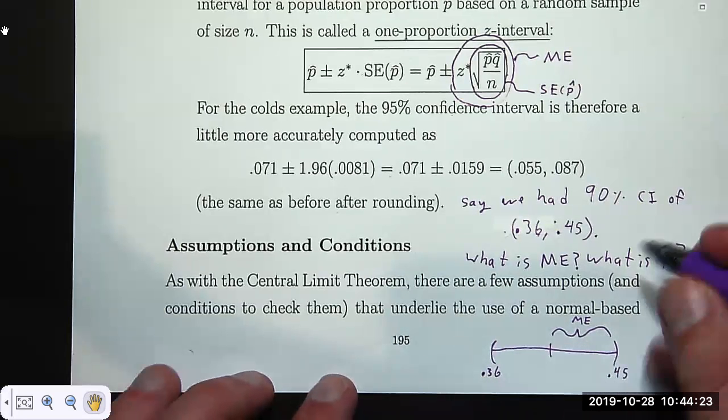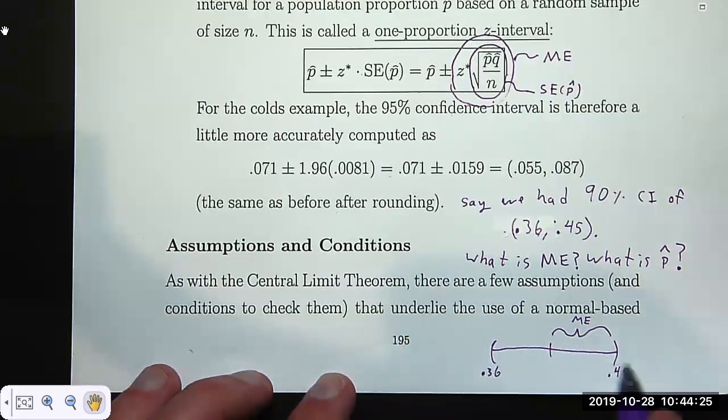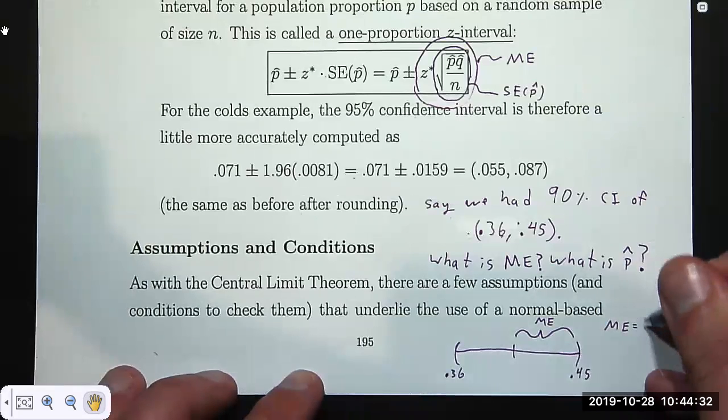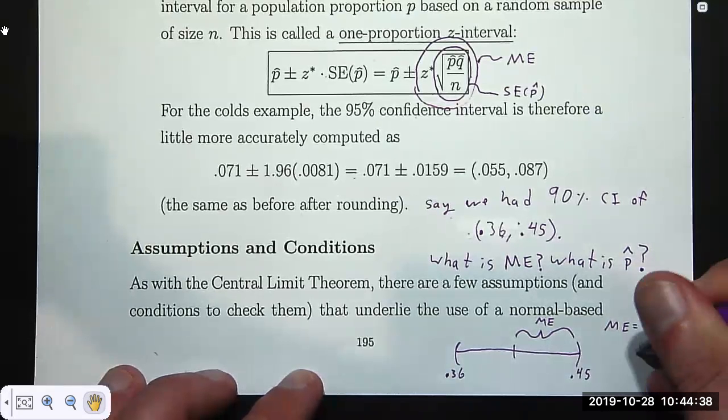So the margin of error is half of this distance. So 0.45 minus 0.36 divided by 2.